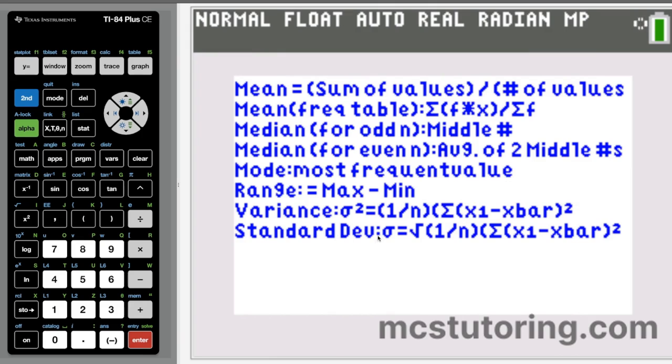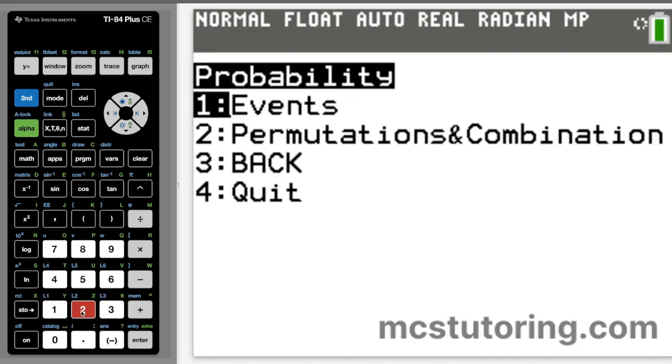And if you look at standard deviation, that sigma without the squared, basically it's just the square root of variance. And it is used in a lot of other areas in statistics. So let's go on. We go to probability.